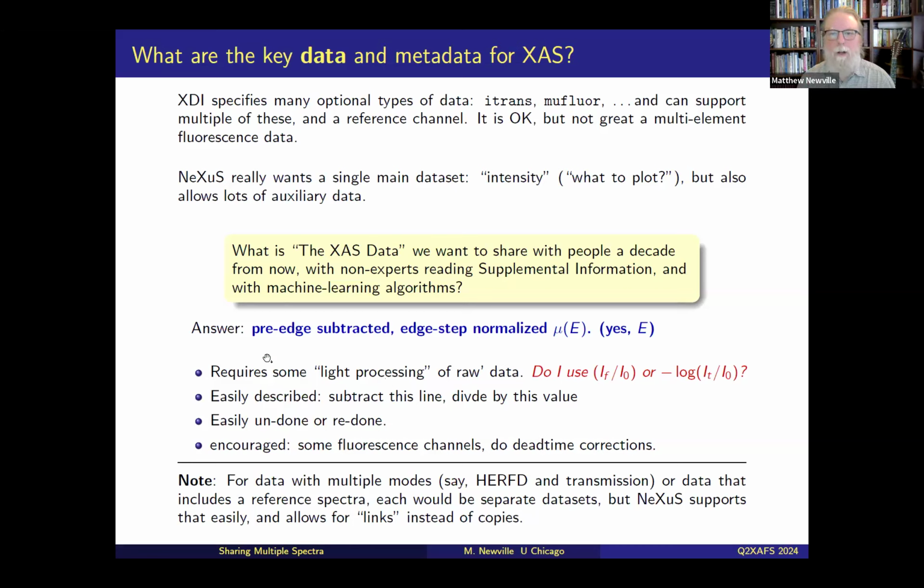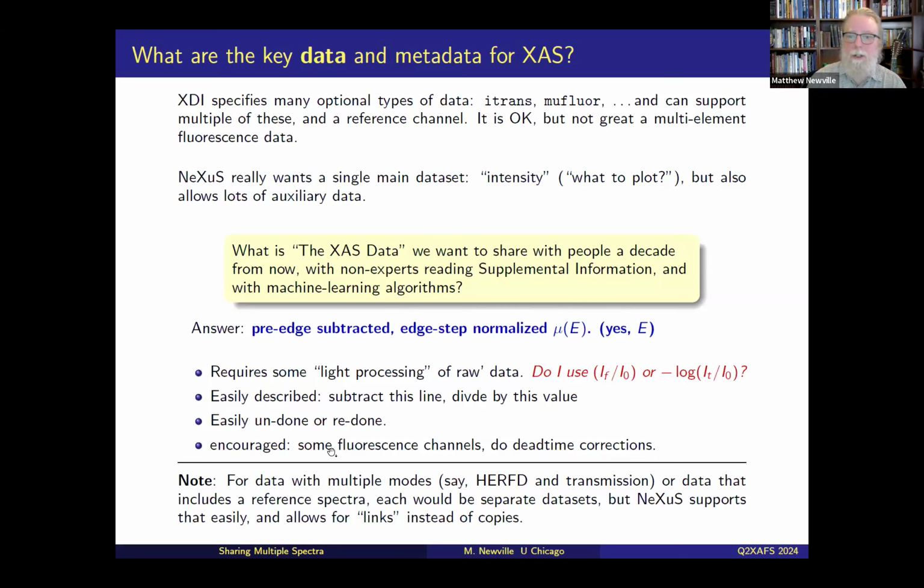For the people who are hesitant about this, it's easily described. Pre-edge subtracted, edge normalized is subtracting a line in energy and then dividing by a single value. So that's easily undone or redone, and no one is going to say that this is the perfect way to do this. It's just going to be very close, maybe only close for some data sets that are hard to do, because sometimes this process is challenging to get perfect. So it's easily undone and easily redone, so not so bad.